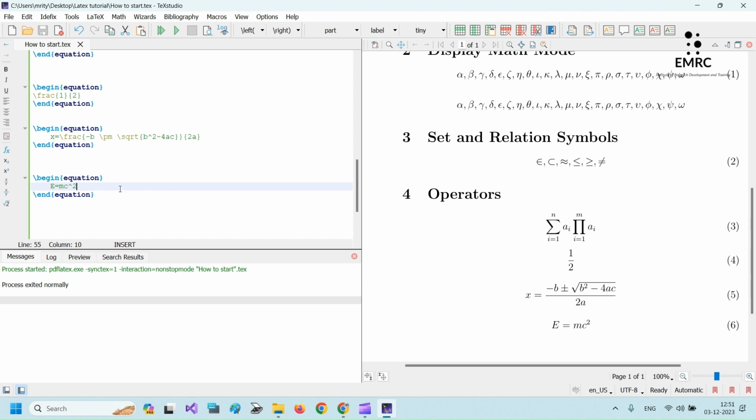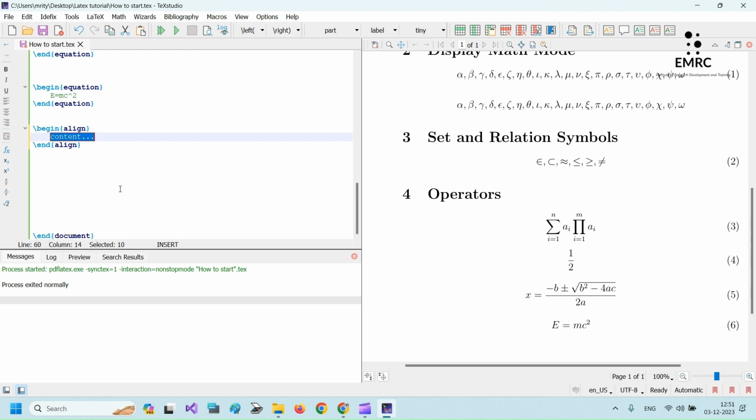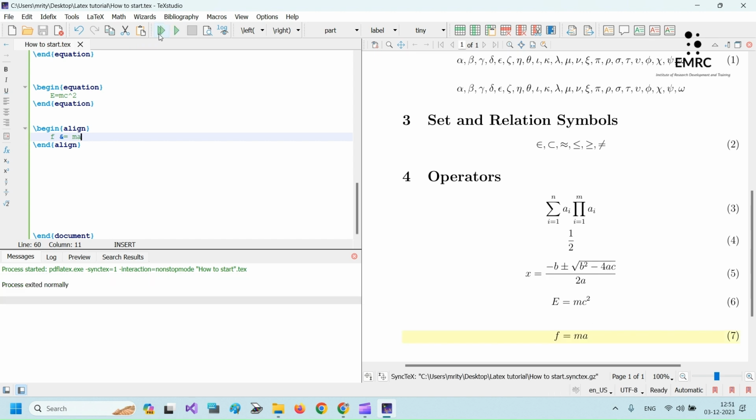Now suppose you have two equations and you want a separate line for each equation. You have to simply use the align environment. Begin align. Now we write something like f is equal to, and equal to ma. This one is the first equation, f is equal to ma.